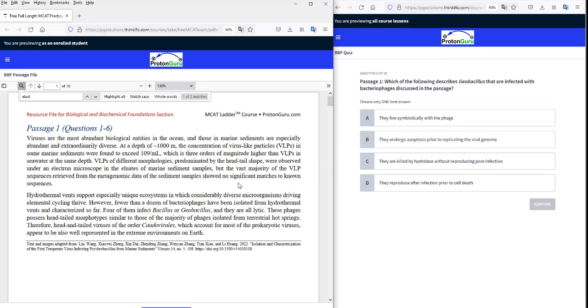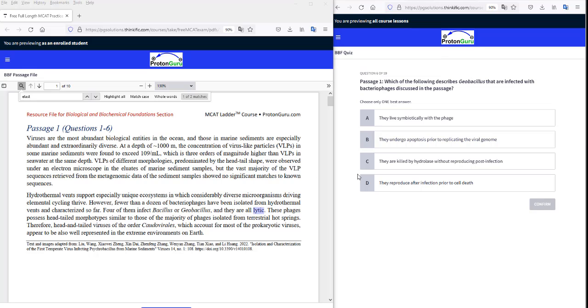And if you look through the passage, you can quickly find where they mention this, and we can read a little bit about what it says here. It says that 4 of them, referring to the species they talked about earlier, infect bacillus or geobacillus, and they are all lytic. So it tells you something about the mechanism by which the phage acts with these particular geobacillus. And we have to base our choice on just the information we have in the passage. So you have to know about the lytic state and what it involves.